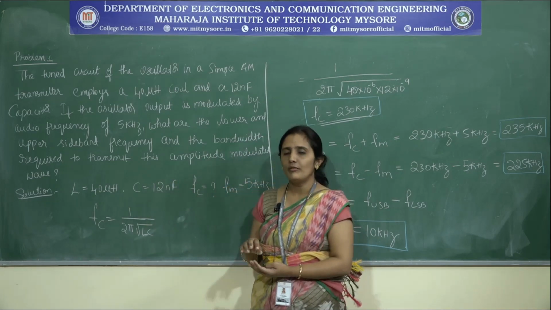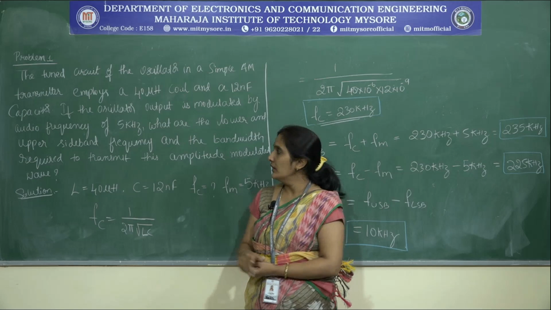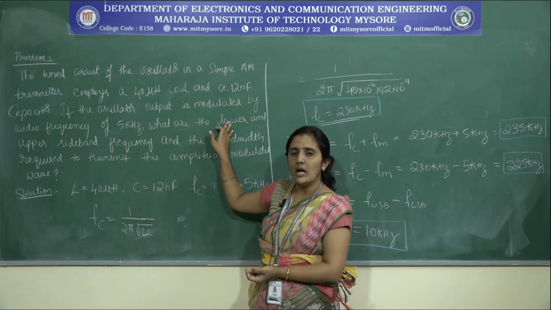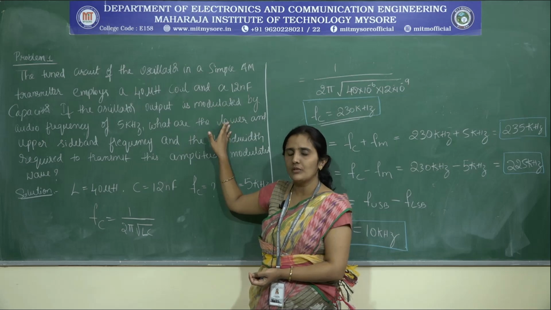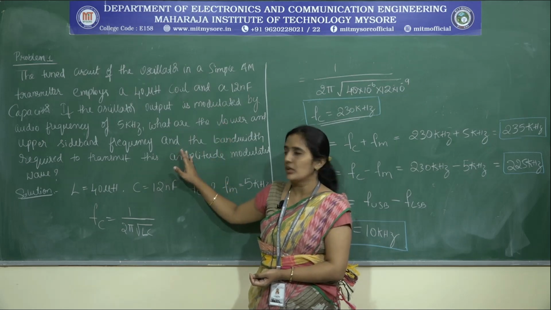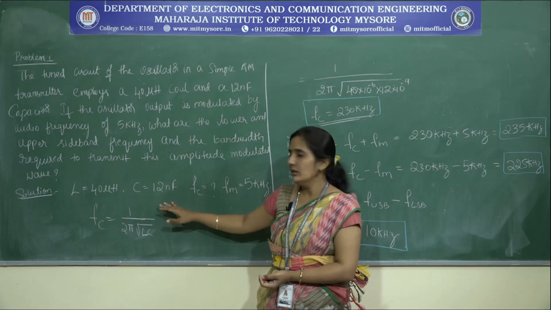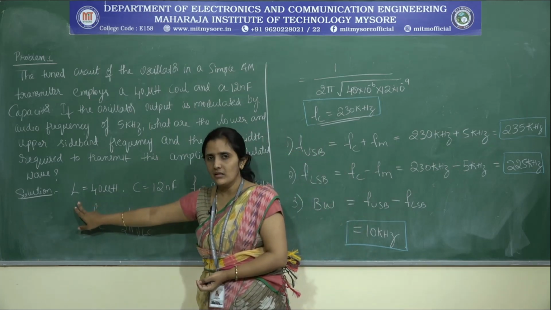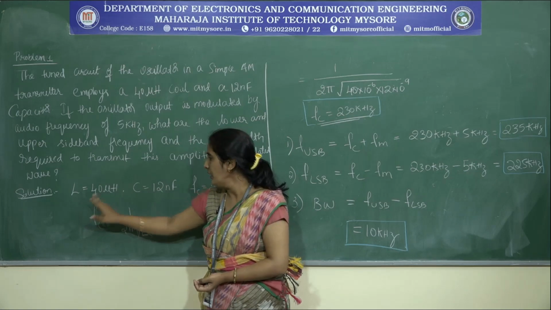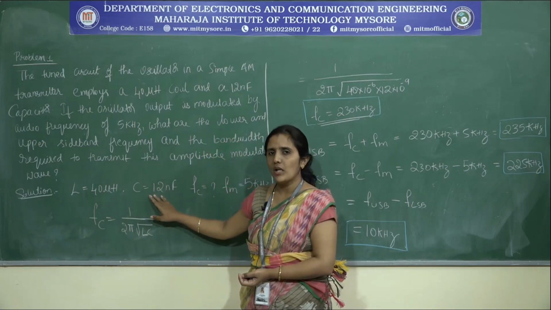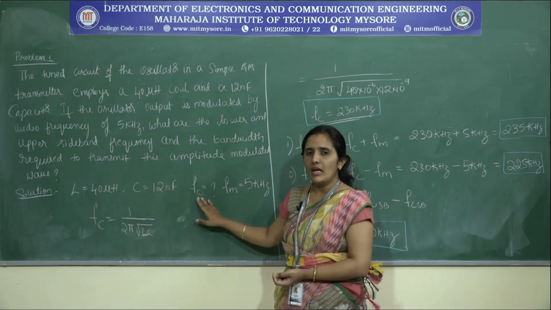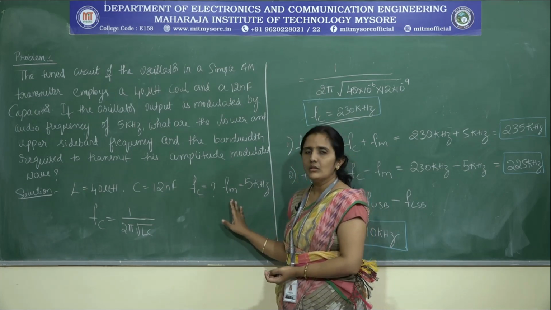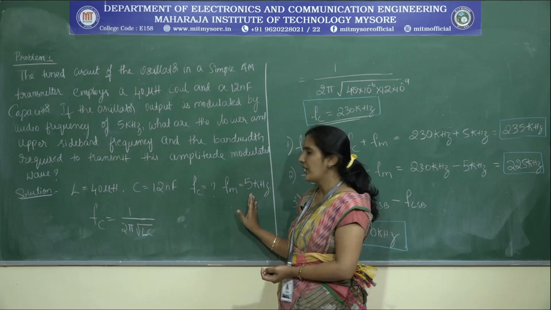So here we have to calculate the lower sideband frequency and the upper sideband frequency. Along with that we have to calculate the bandwidth. So let us see what parameters they have given. They have given the inductance of 40 microhenry and the capacitor of 12 nanofarad, and we have to find out the carrier frequency, and they have given the modulating frequency of 5 kilohertz.